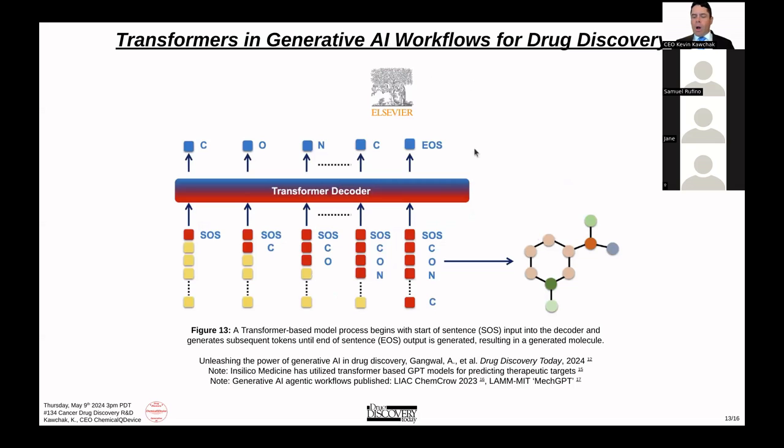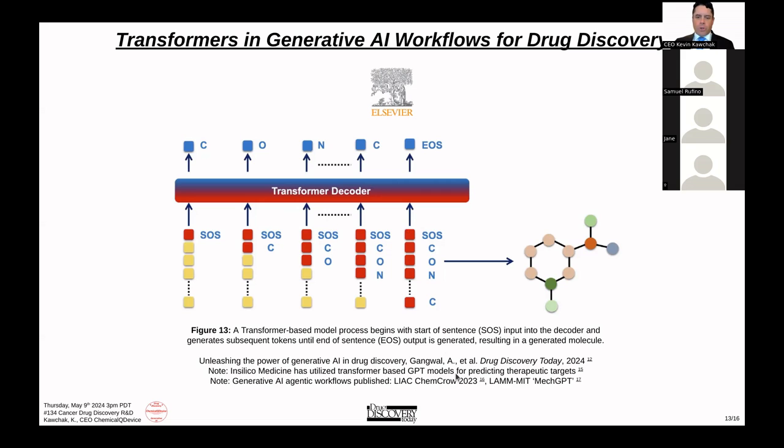Now, here's the other one. Same molecule. So they're showing this. It's not really accurate to any specific atom, but using transformer decoder only. So decoder only is like Llama-3, ChatGPT, or GPT, and there's encoder-decoder, but in this specific case, it's just looking at decoder. And they say a transformer-based model process begins with start of sequence input into the decoder and generates subsequent tokens until end of sequence is generated. So it's just looking at the next one. That's what makes it decoder only, like a GPT.